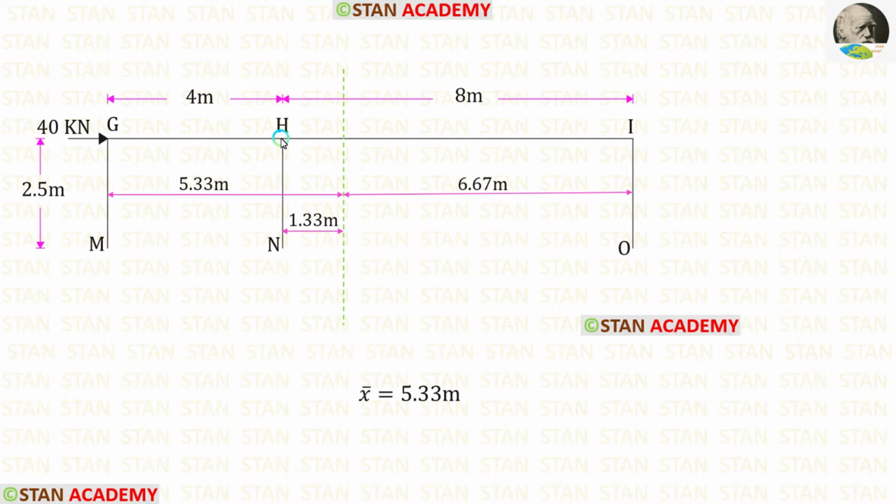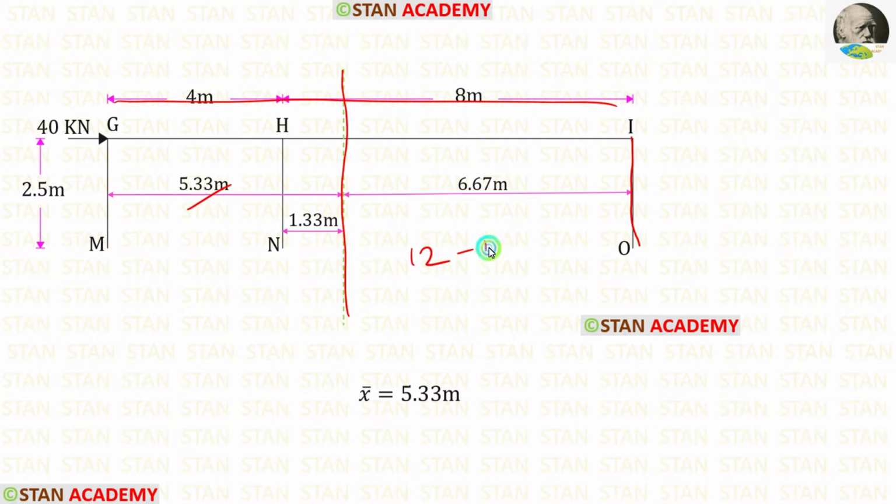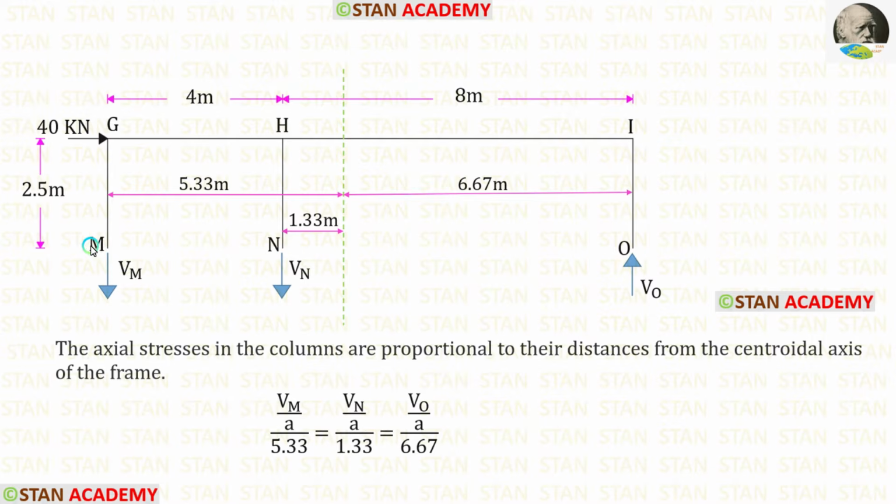The distance between the member HN and the centroid is 5.33 minus 4. We will get 1.33 meter. The distance between the centroid and the member IO is 12 minus 5.33. We will get 6.67 meter. Let us keep the vertical force in the point M as Vm, in the point N as Vn, and in the point O as Vo.